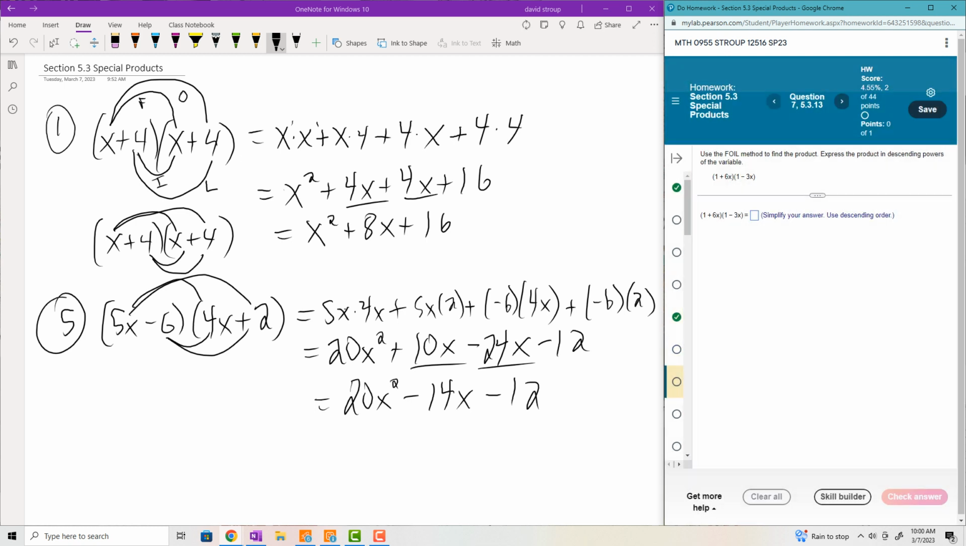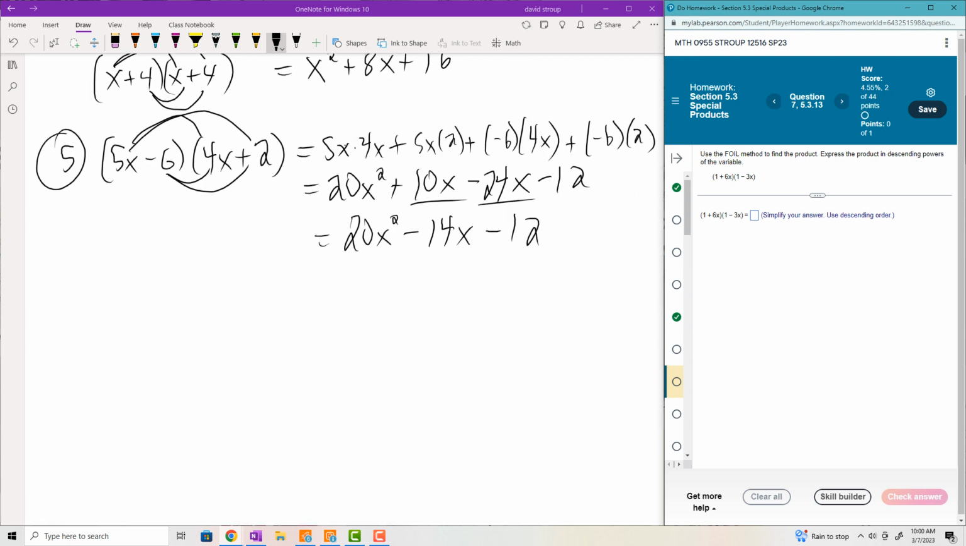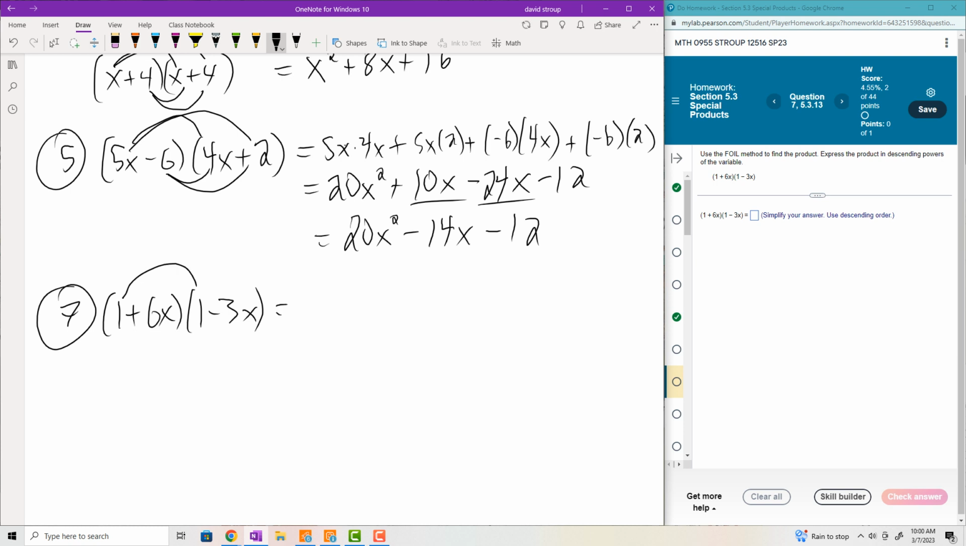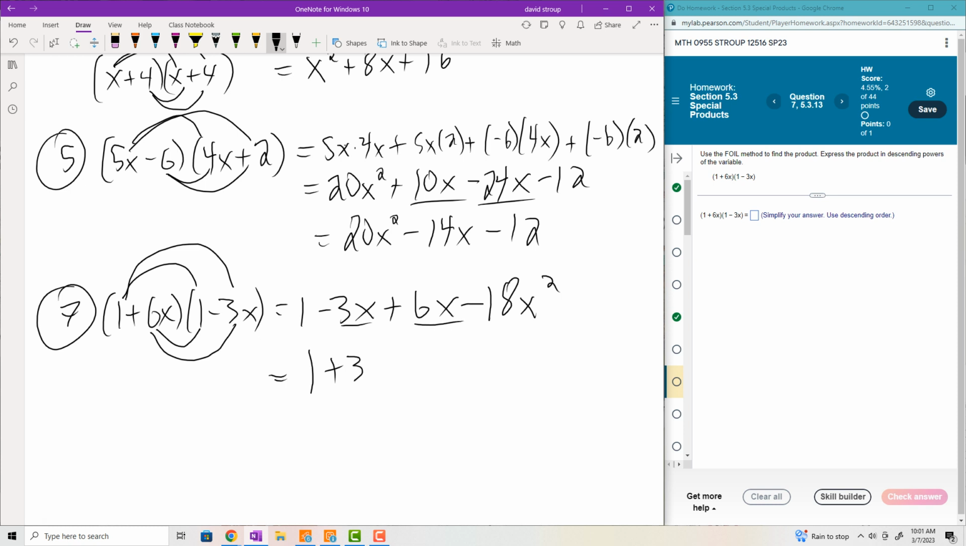More of the same. Oh, this one, you gotta be careful. So number 7, we have 1 plus 6x times 1 minus 3x. Okay, so FOIL, first 1 times 1, and of course 1 times 1 is 1, so let's just put 1 there. Then 1 times negative 3x is negative 3x, and then 6x times 1 is 6x. And then 6x times negative 3x is negative 18x squared. Then we combine our like terms, so we'll have 1 plus 3x, and then minus 18x squared.